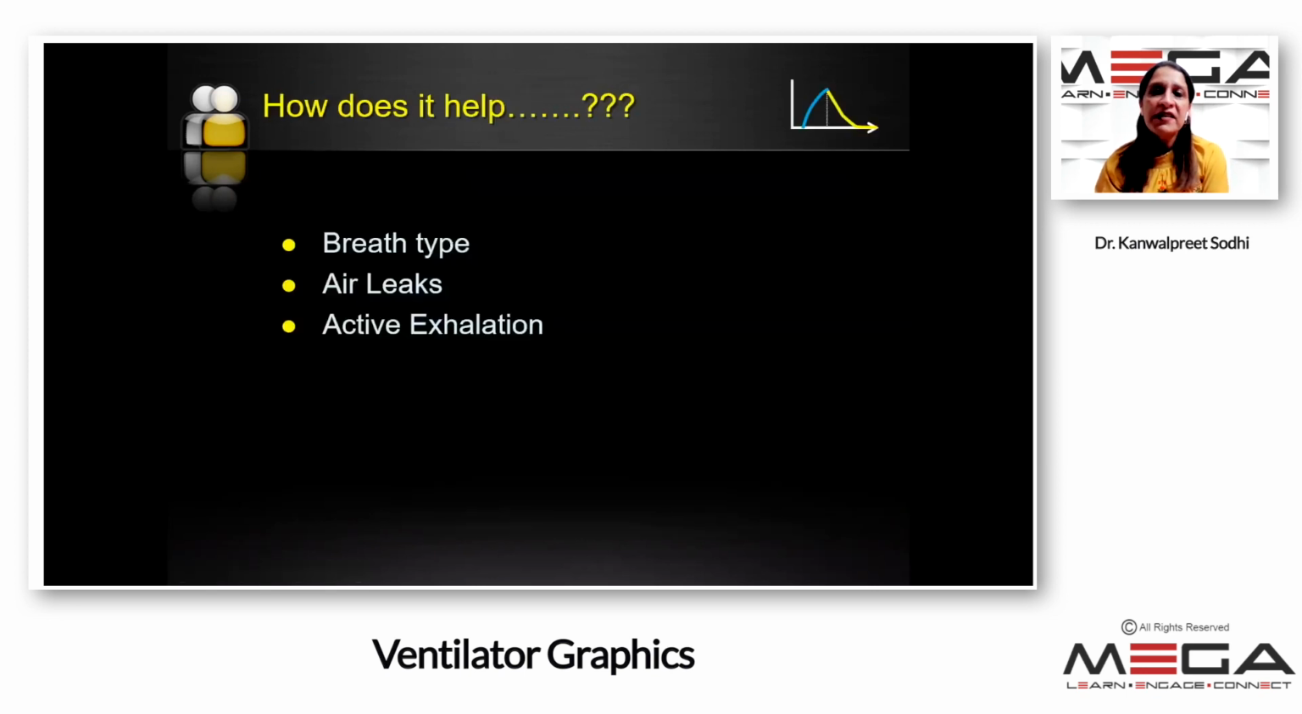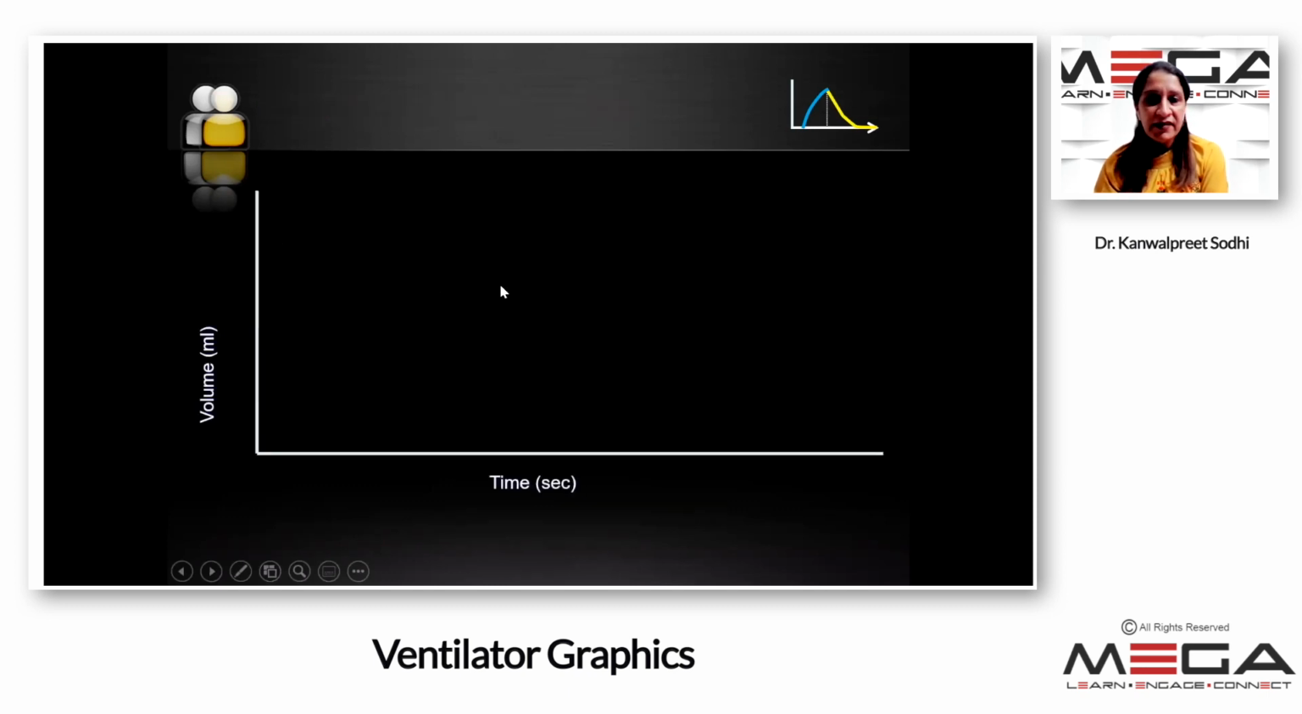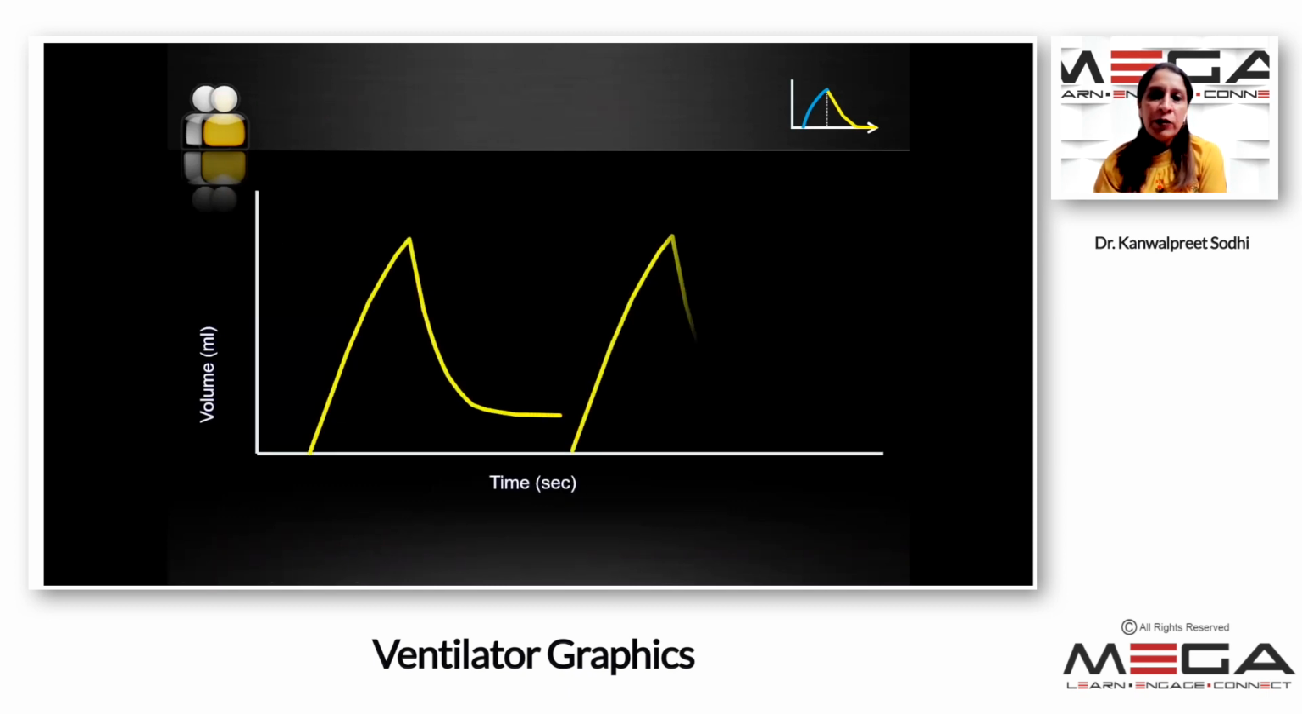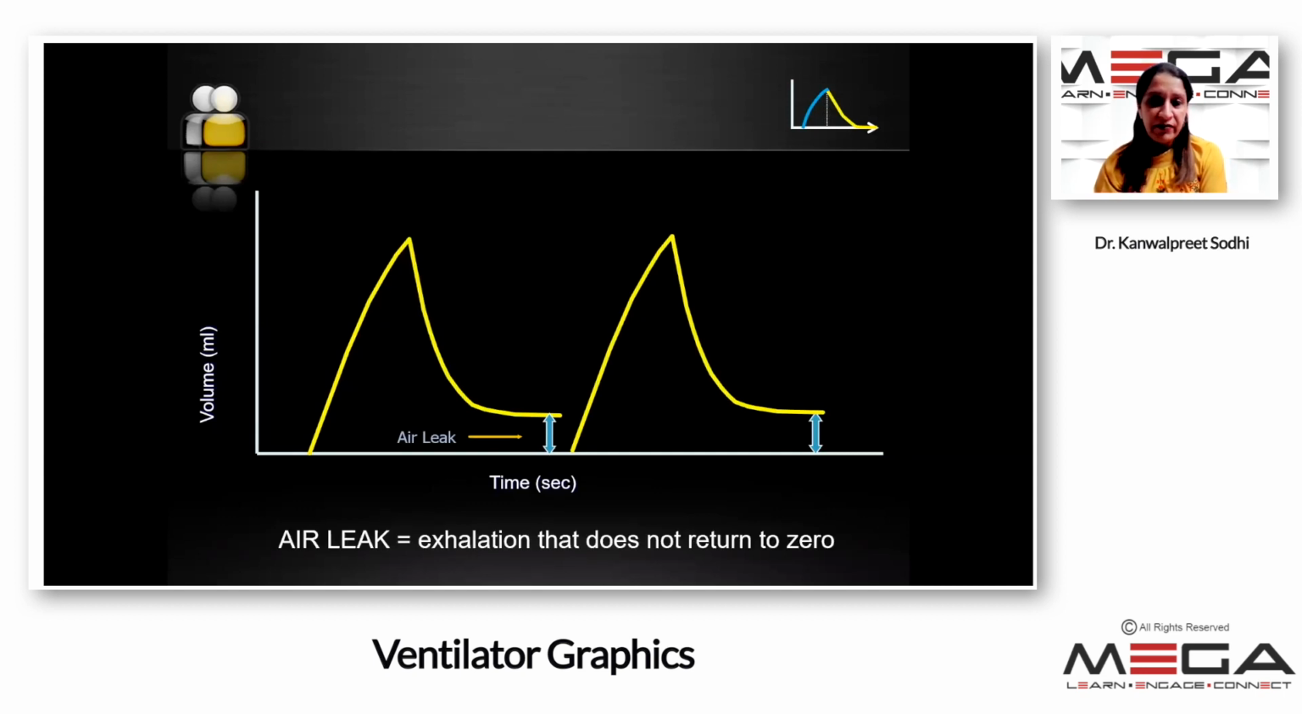So again, how does this volume time curve help? We can assess the breath type, the air leaks, or the active exhalation. Breath types we have already talked about. What is happening here? This is the air leak. The volume in the expiratory limb is not reaching the baseline. So this much amount of volume we have lost. So this is the air leak, and we have to look for where the air leak is happening, right?